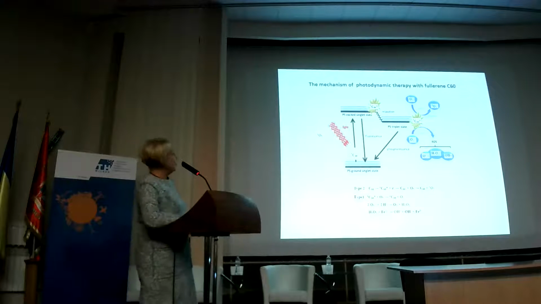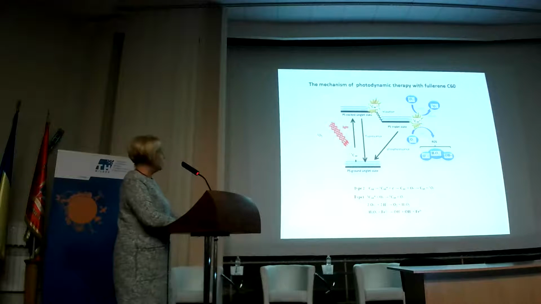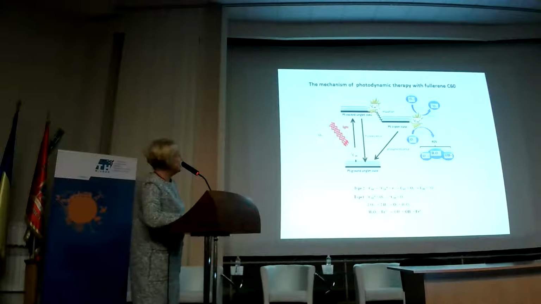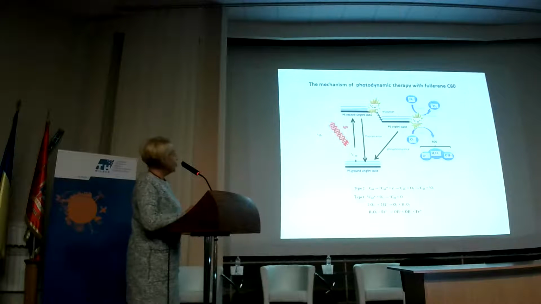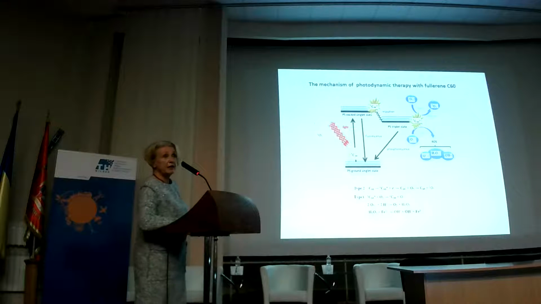And what is the advantage of fullerene? Most photosensitizers after exciting go back to the ground singlet state, but not fullerene. The energy of the excited triplet fullerene can be used in two types of photochemical reaction to produce reactive oxygen species: singlet oxygen, superoxide anion, hydrogen peroxide, and hydroxyl radical.